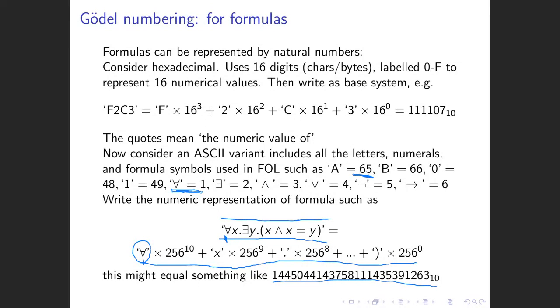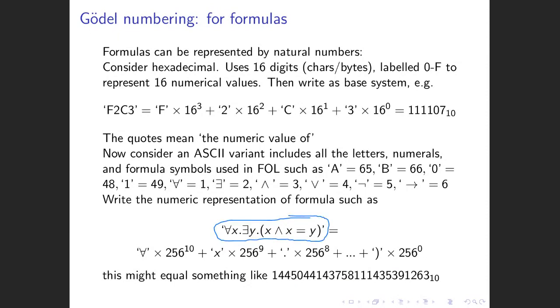Okay, so the next symbol is X. So here we look at X, and X is going to have a value in the ASCII code, somewhere between 0 and 255. And we're going to multiply that by 256 to the power of 9, and that gives us the next bit. And it's exactly the same as we did for hex. Okay, we're going to go all the way through this formula. But the last symbol is a closing bracket. That has an ASCII coding as well. That gets multiplied by 256 to the 0. And so when we look at a string like this, you don't even have to convert it, right? It's just directly representing this number in just the same way that this hex code represents this integer. This string represents this integer.